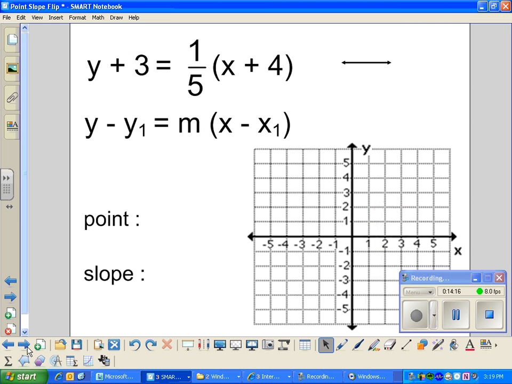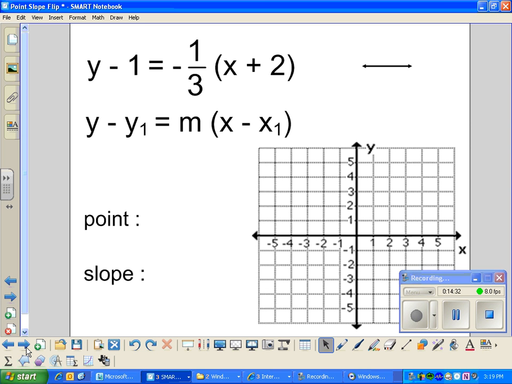Okay, I want you to try the next 2. Now remember what this slope means. It's 1 over 5, so it's going to be up, rise 1, run 5. Next one.